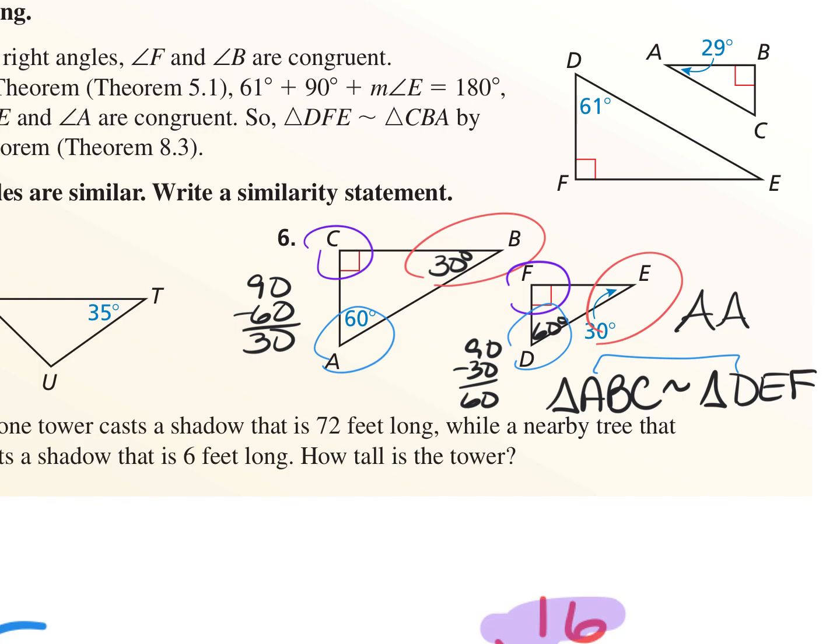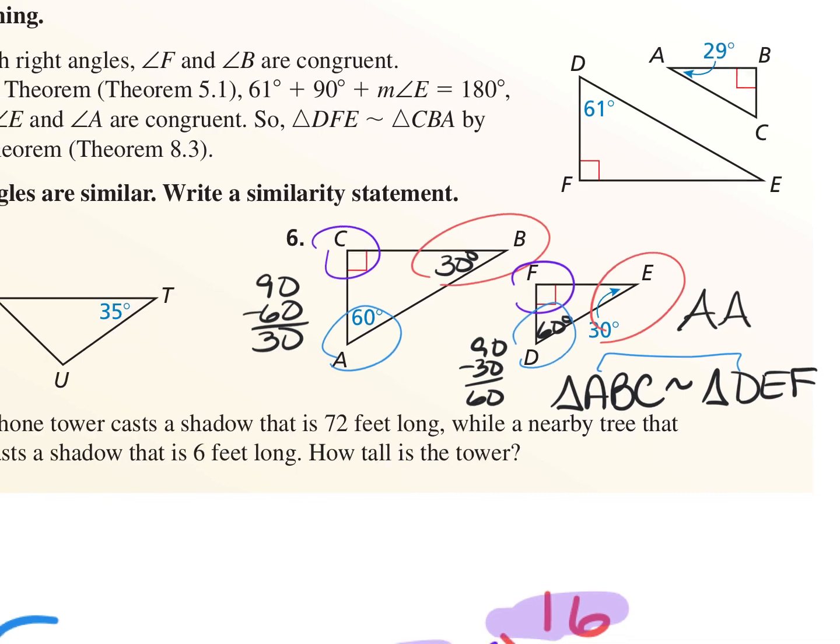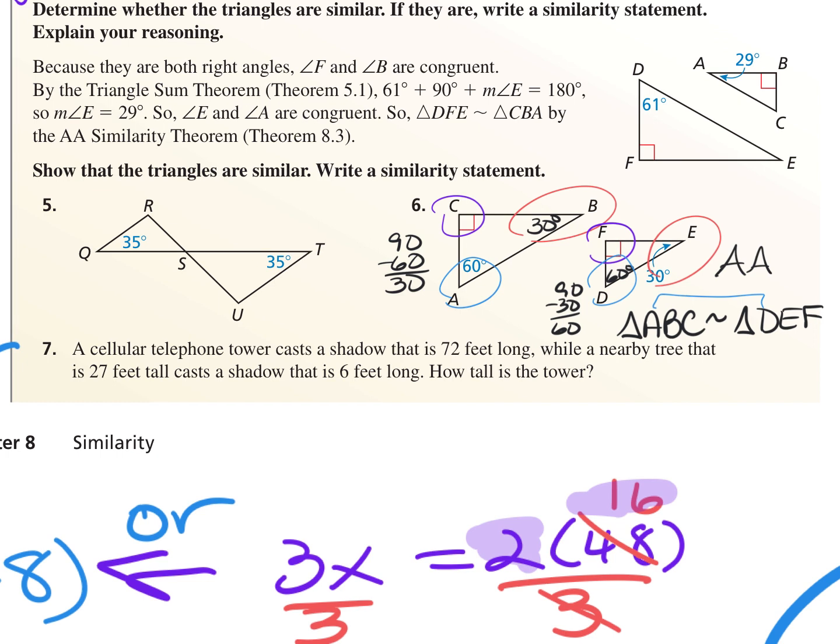The next one is the classic shadow question. So it says that a cell phone tower, so if we have our tower here, and it's casting a shadow, which is 72 feet long, and then there's a tree right next to it, and it's casting also a shadow, and it said that its shadow is only 6 feet, and it's 27 feet tall.